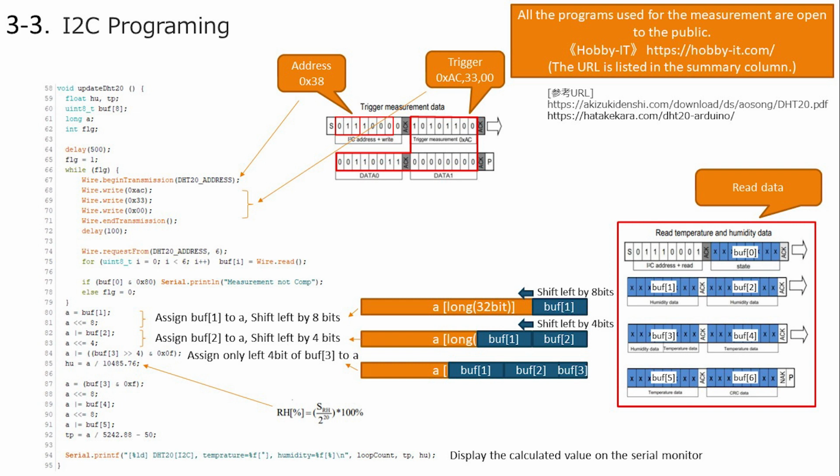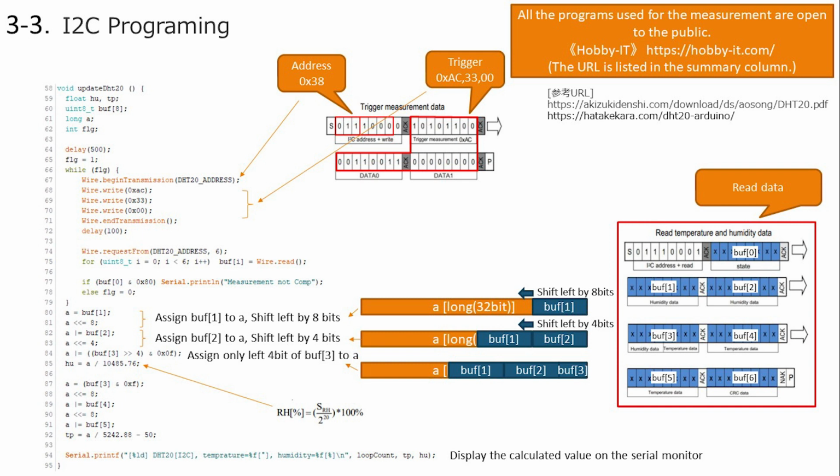Since the first byte of the received signal contains the status, line 77 determines whether the reception is complete. If it completes normally, exit the while statement, get the data from line 80, and calculate the humidity data. Humidity data is stored in multiple arrays, so take them out one by one and shift the bits to make them normal data. The processing is performed from line 80 to line 84.